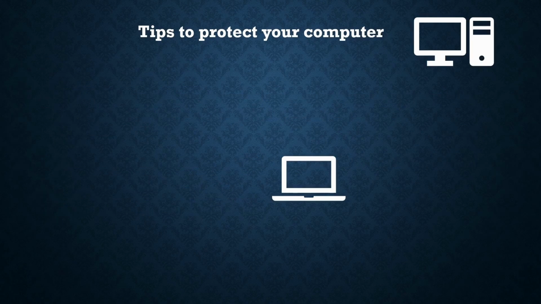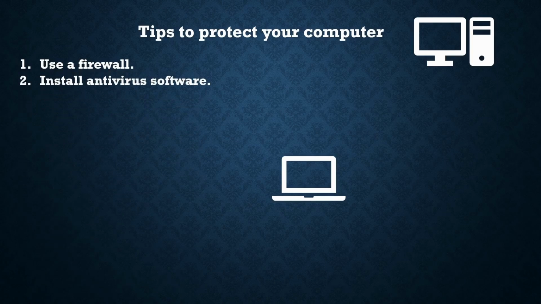Let's see some tips to protect your computer. Number 1 is use a firewall. Windows and Mac OS operating systems have built-in firewalls. A firewall prevents unauthorized access to your business network and alerts you to any intrusion attempts. So make sure the firewall is enabled before you go online. Number 2 is install antivirus software. Computer viruses and malware are everywhere. Antivirus programs such as Bitdefender and Malwarebytes protect against unauthorized code or software that may threaten your operating system. Make sure you have installed antivirus software on your computer or your laptop.